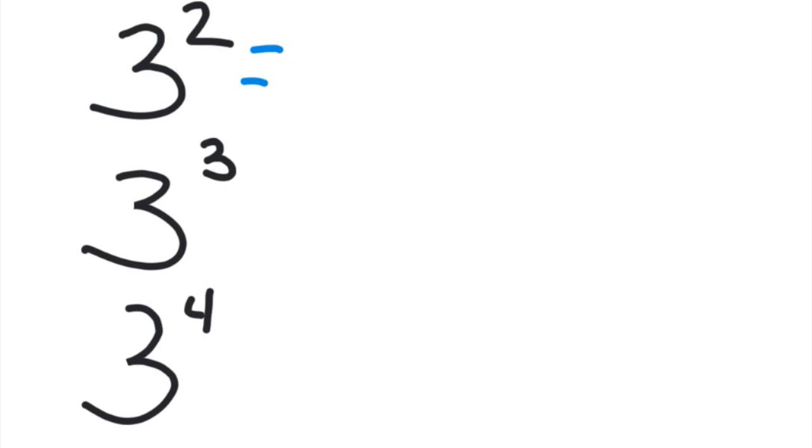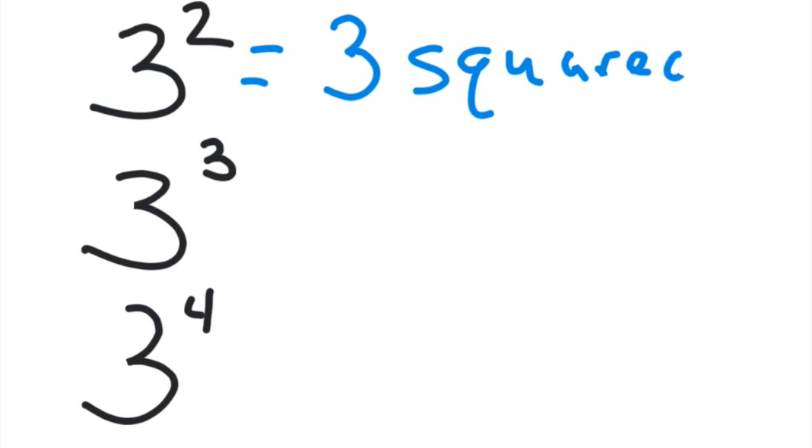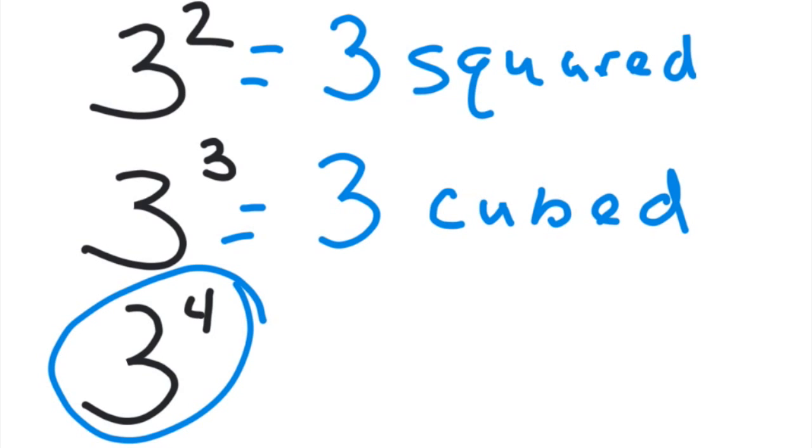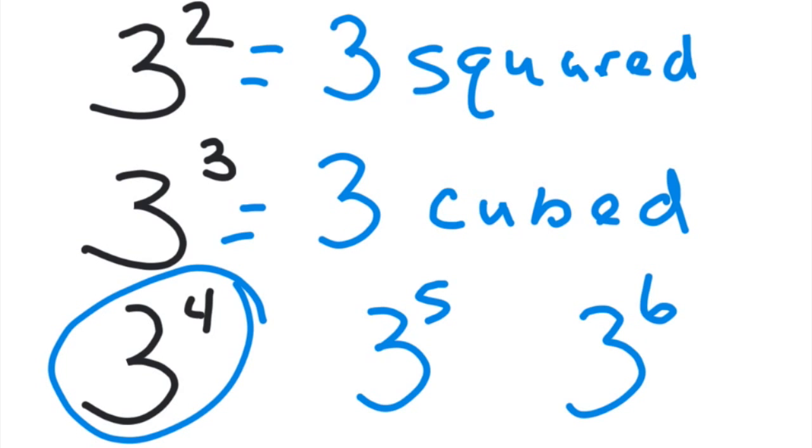Here are some more powers. This is 3 to the power of 2, or you can say 3 squared. This is 3 to the power of 3, or you can say 3 cubed. And then this one is 3 to the power of 4, and it doesn't have a fancy name. It's just 3 to the power of 4. Or if you had 3 to the power of 5, there's no fancy name for that one. 3 to the power of 6, and so on. Only the power of 2 and the power of 3 have special names.